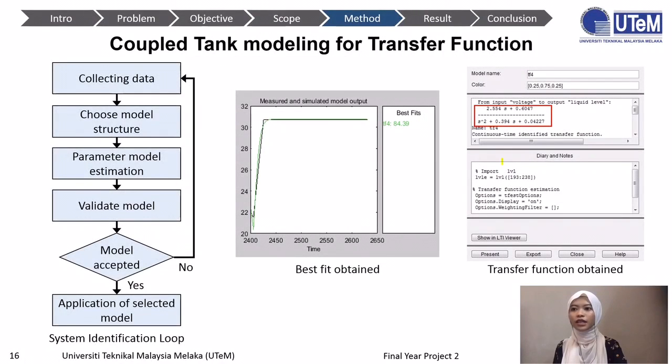Next phase is the couple tank modeling for transfer function. This is the system identification loop. This is the best fit obtained for this project, which is 84.39%, which is considered valid. And this is the transfer function obtained in this project that is used afterwards.